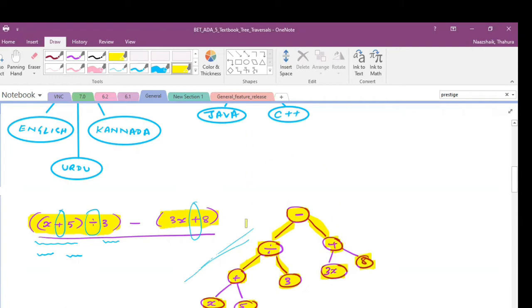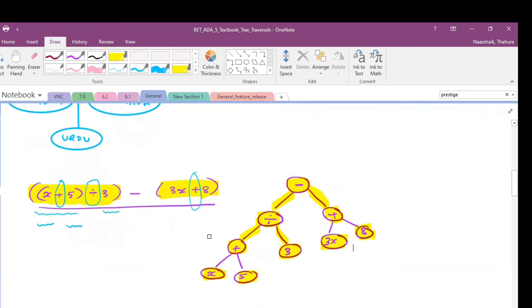So it is not just a path or something like that for which you will use trees, but also for computing these algebraic expressions, you will use trees. Okay, this is another example of where trees are used.